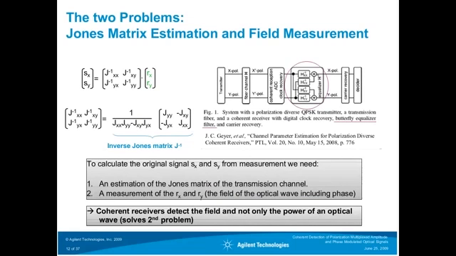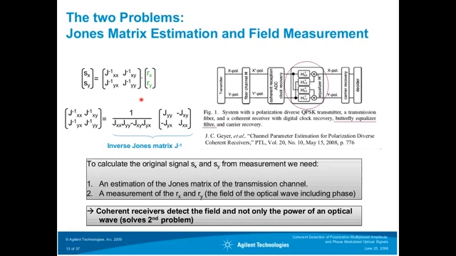So to really get the send-out signals from the received signals, you really have to solve two problems. The first is you need to be able to get an estimate of your transmission matrix, your Jones matrix. And then what you can do, of course, is calculate the inverse of this Jones matrix, which is this expression. And then using this inverse of your Jones matrix, you can multiply your received signals by the inverse of the Jones matrix, and get back to your send-out signals from your transmitter.